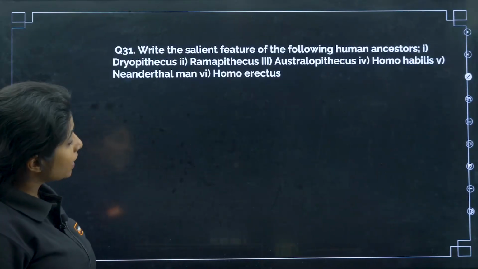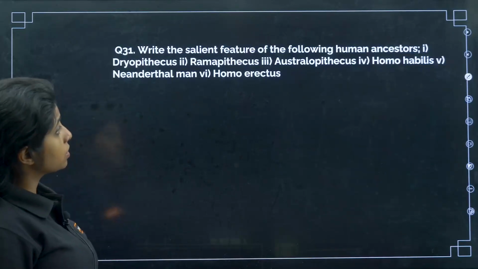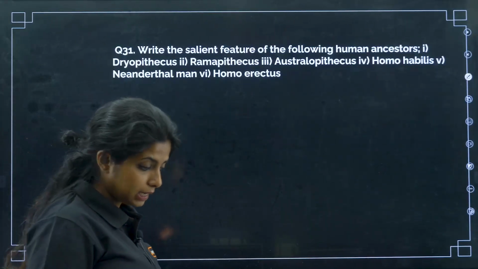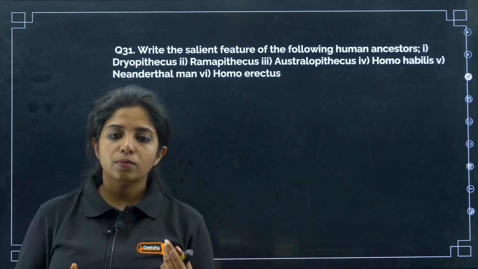Next, write the salient features of the following human ancestors: Ramapithecus, Australopithecus, Homo habilis, Neanderthal man, Homo erectus. All of them basically come in the Origin of Life in Evolution chapter, no? So under that it comes.